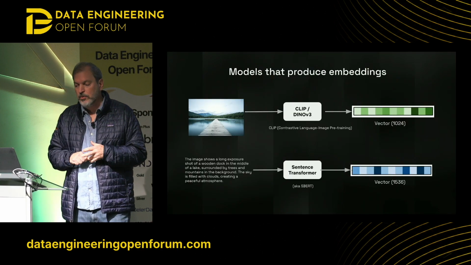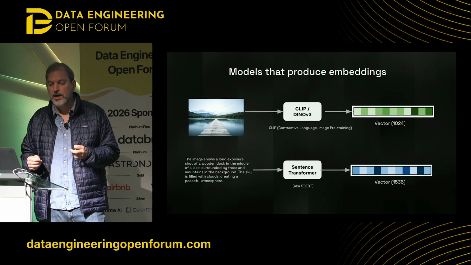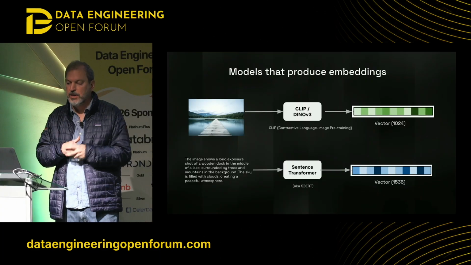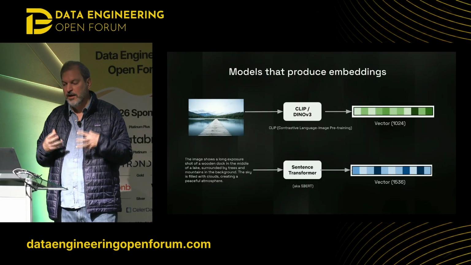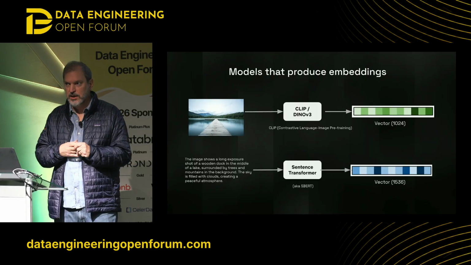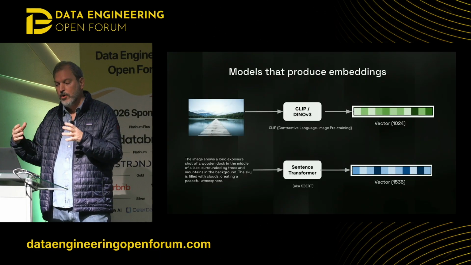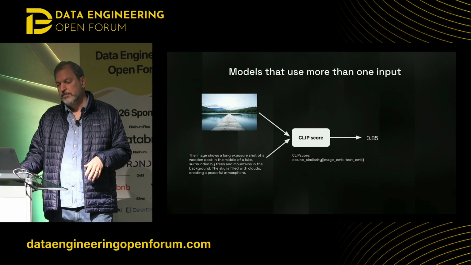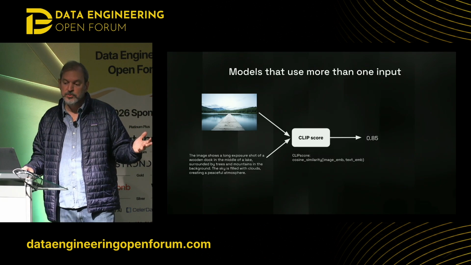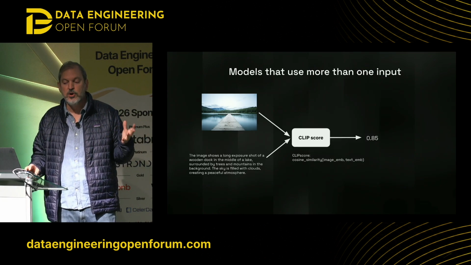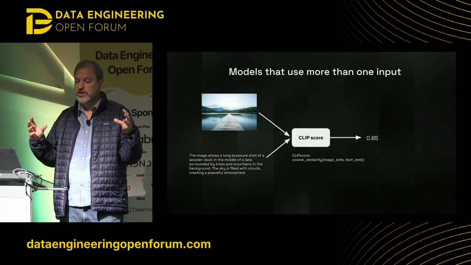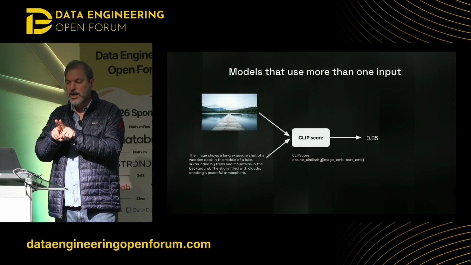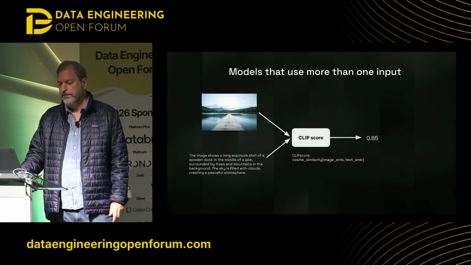For embeddings, you use models like CLIP or DINO. So you have a vector representation of what the image is about. The same way you can treat text and have a vector representation of what the piece of text is about. Then you can operate on the vectors instead of operating on the images. There are models that require more than one input. In this case, CLIP score, you get the vector representation of the image and the vector representation of the text, and you compare the two vectors and see how similar or dissimilar they are.